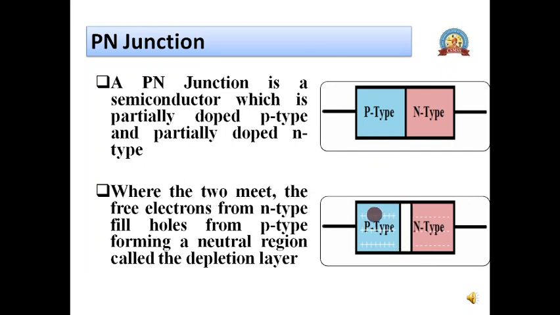So, a PN junction is nothing but a semiconductor with p-type material and n-type material. In between the p and n-type there is a depletion region. So, this is also an insulator. That means no charge will be moving freely because of this depletion region.